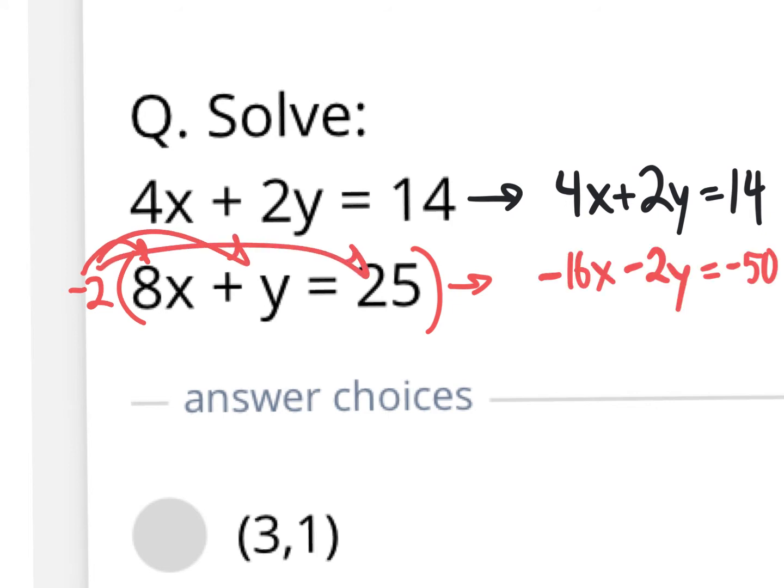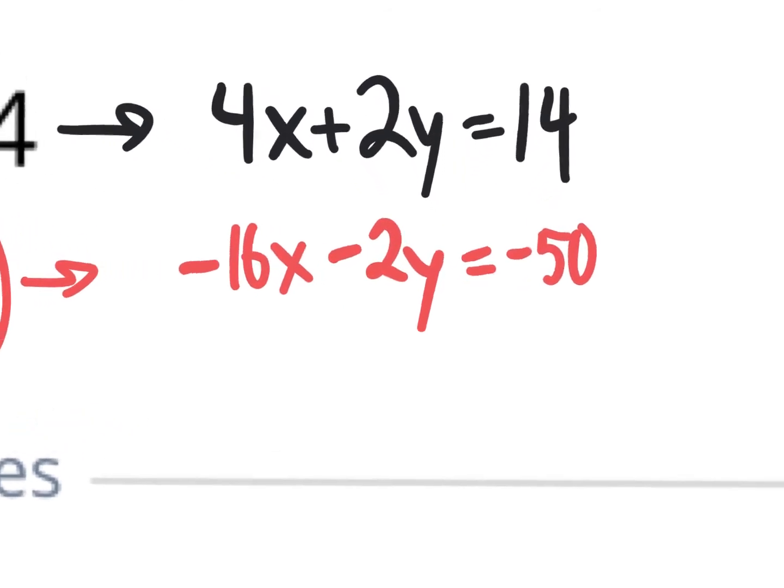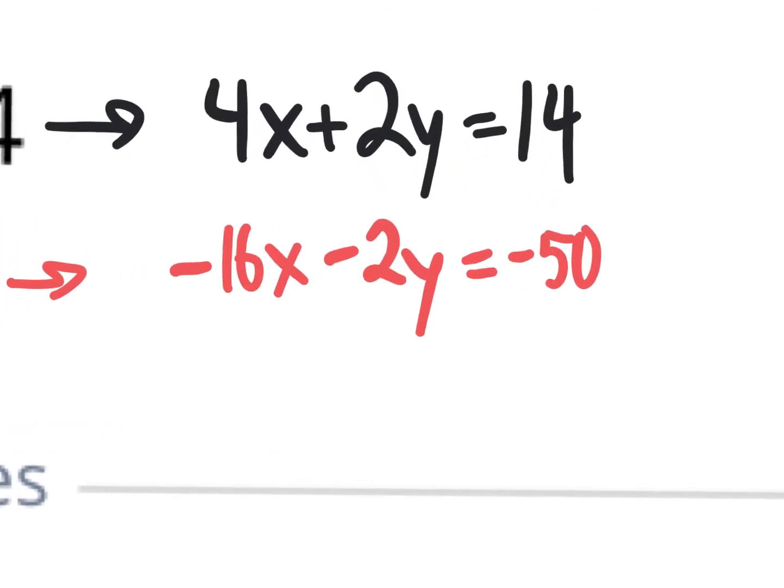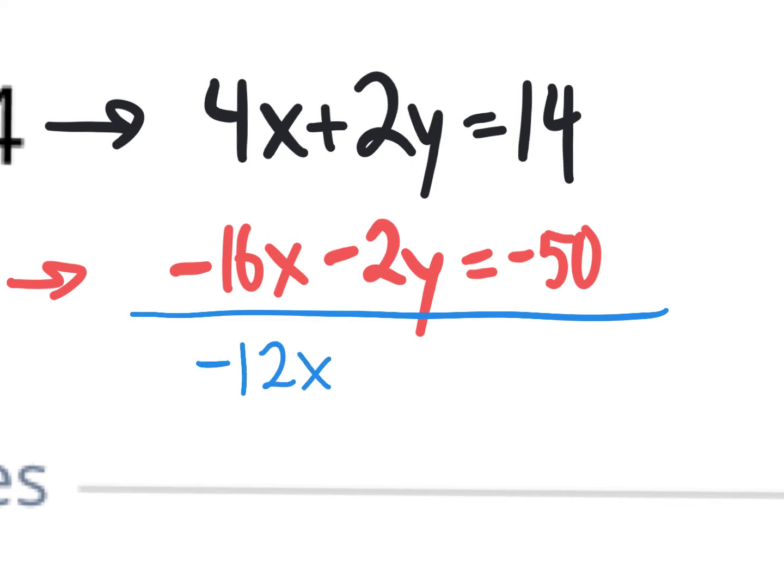So now we have the system ready to combine and eliminate. So let's do exactly that. The 4 and the negative 16 will give us a negative 12x. The positive 2y and the negative 2y completely eliminate. When we combine positive 14 with negative 50, that becomes negative 36.